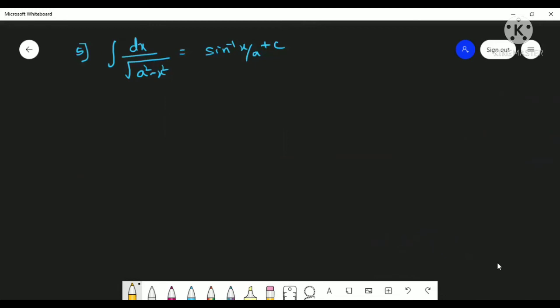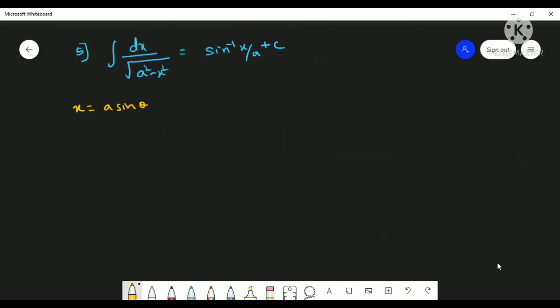This one. Now the fifth one is there, root a square minus x square is there. Okay. Here, in the place of this x, I will take x is equal to a sin theta. How can we predict this? Do you know the differentiation of sin inverse theta? On the basis of that one, you know?